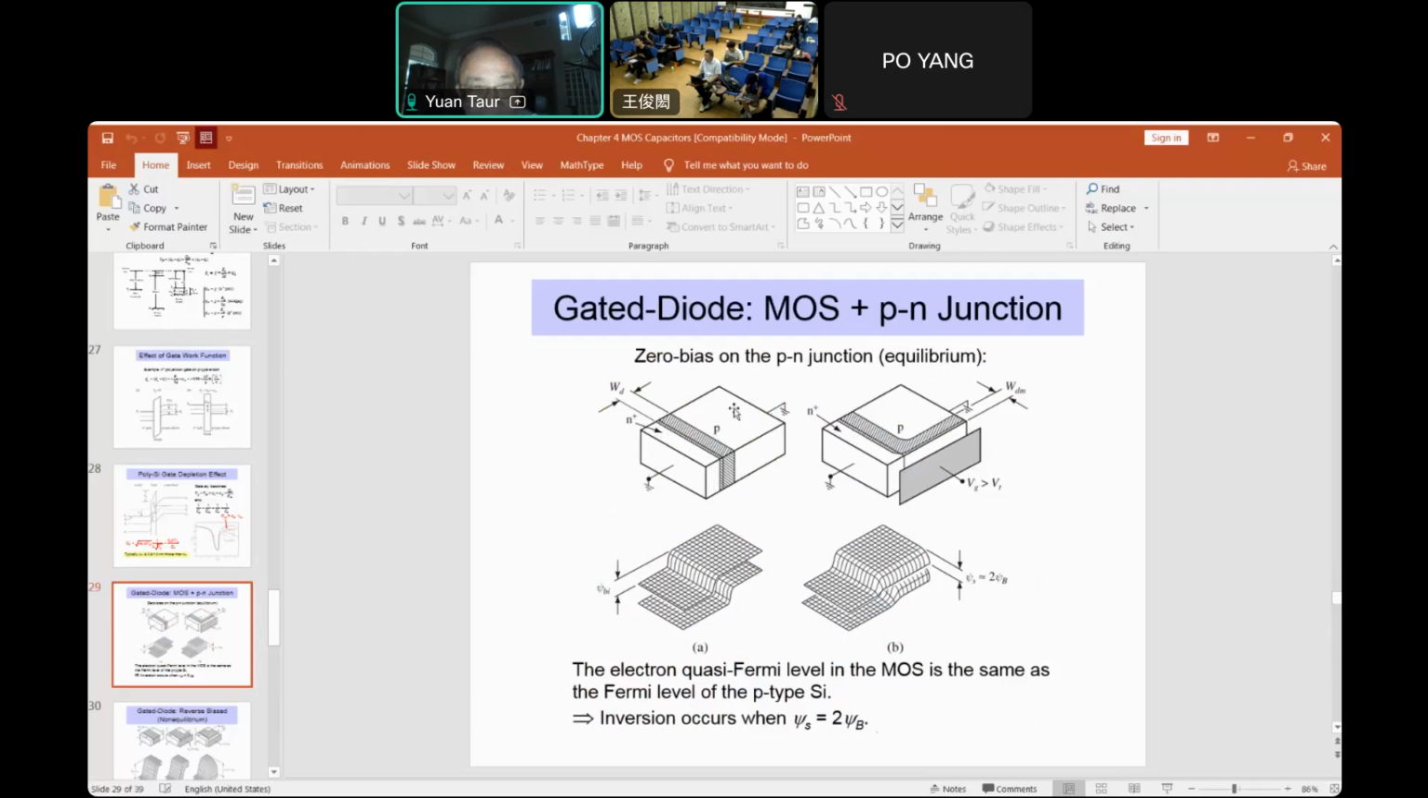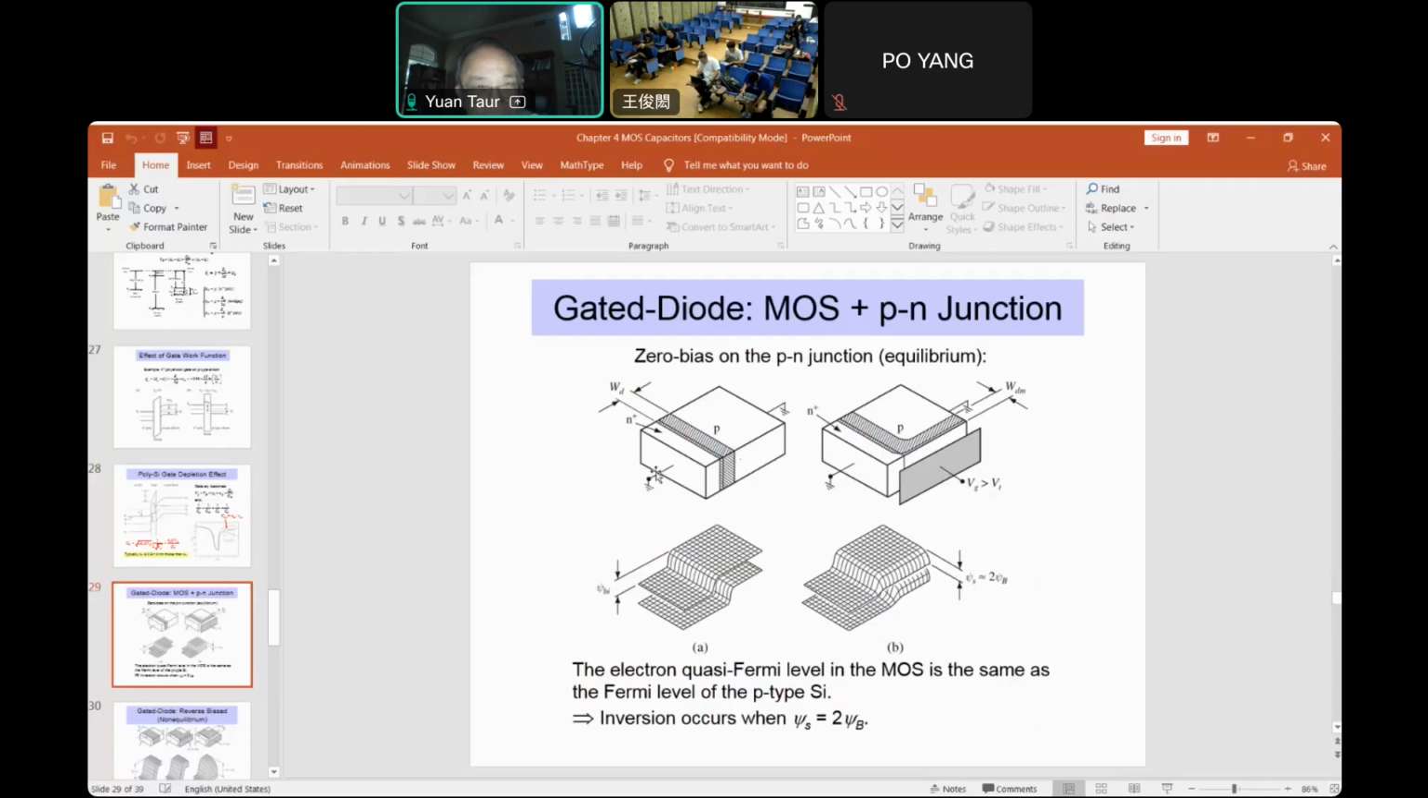In this case, we consider zero bias. PN junction zero bias means there's no current, so it's somewhat equilibrium. In that case, everything is like what we have just covered. When you apply a gate voltage larger than 2 psi B, the strong inversion condition, then you have an inversion layer formed. The 2 psi B is the surface potential. It's the same as before.